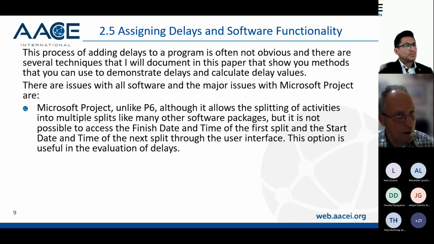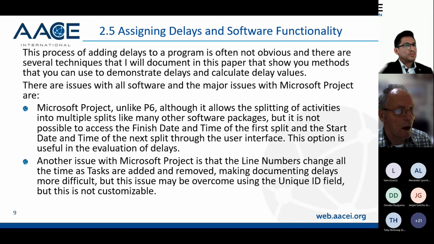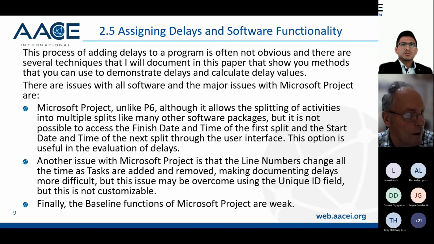Whereas in other products, P6 allows you to split once and you see the date and time of the suspend and resume date. And again, in products like Powerproject, you can see the start and finish of each split. Another issue with Microsoft Project is that the line numbers change all the time as tasks are added and removed, making the documentation of delays more difficult. But this issue may be overcome by using the unique ID field. But this unique ID field is not customizable, so you have to accept the field value that Microsoft Project gives you.